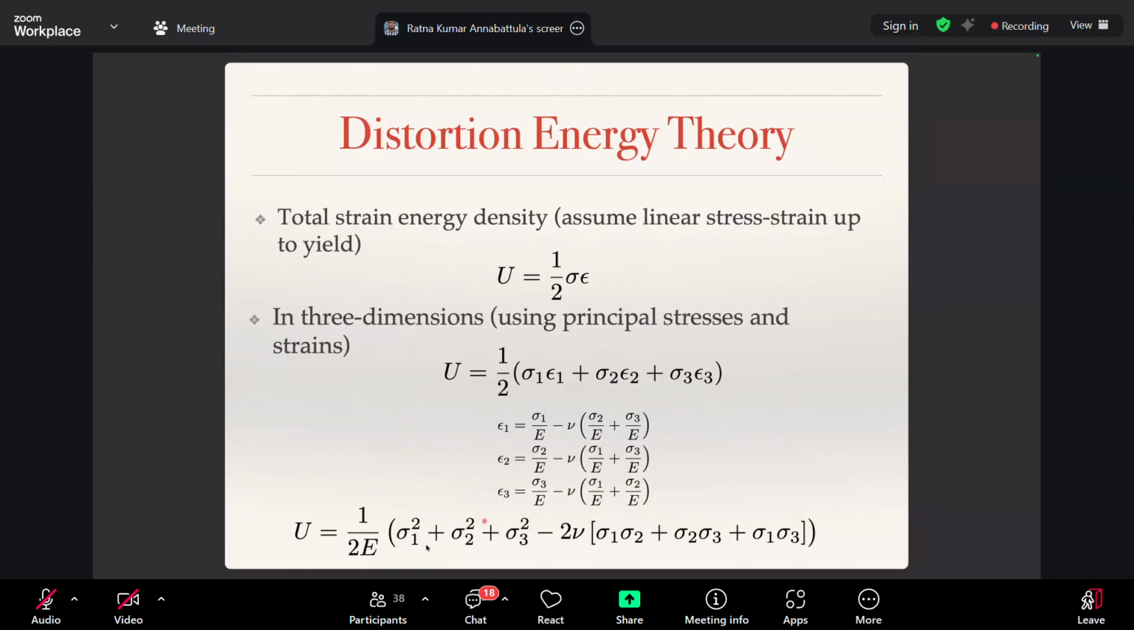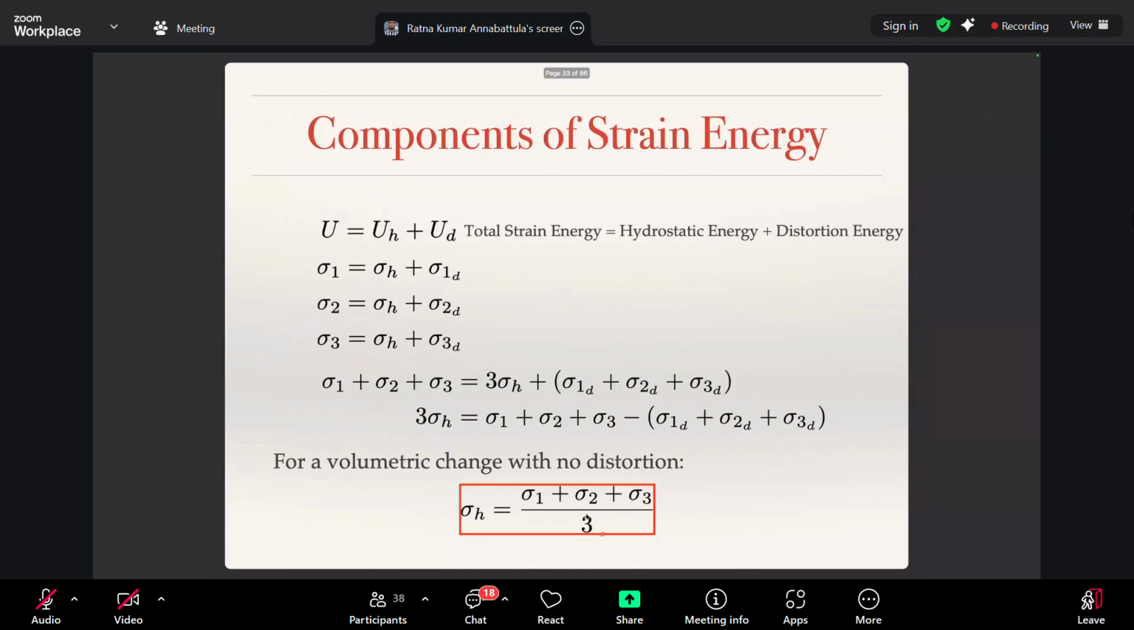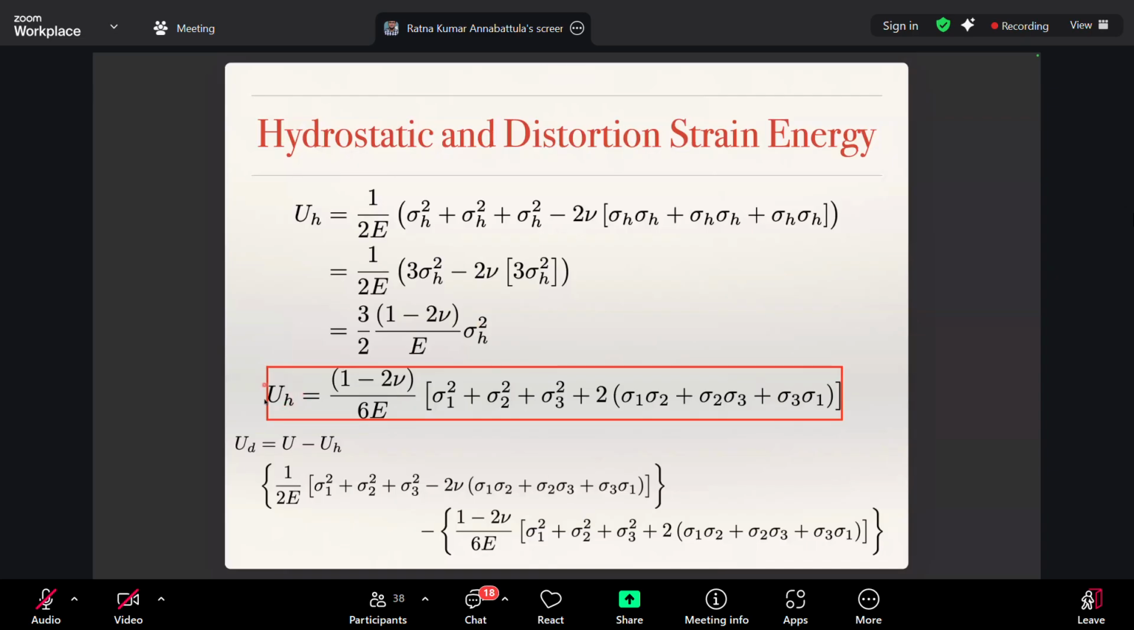If all of them are the same for a hydrostatic part, so UH will become sigma h square plus sigma h square plus sigma h square minus 2 nu times sigma h square, sigma h square, sigma h square. So that will be 3 minus 6 nu, sigma h square, right? If you plug all that in, then you get 3 by 2, (1 minus 2 nu) by E, sigma h square, and sigma h is equal to (sigma 1 plus sigma 2 plus sigma 3) by 3. So the hydrostatic part of the strain energy will be this much.